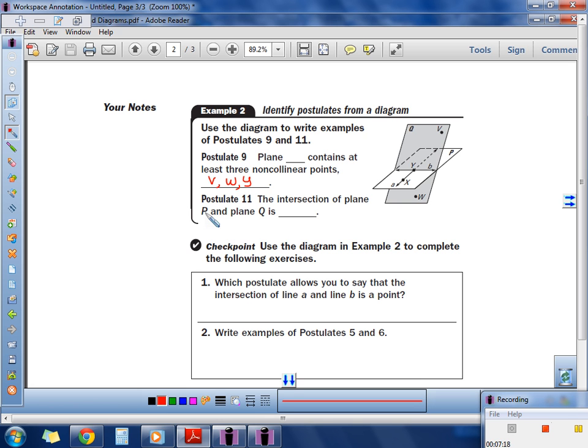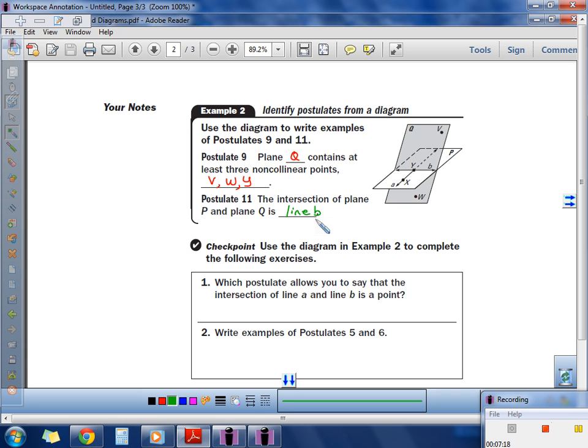That means they're not in a straight line. What plane contains those 3 points? Q. Plane Q has those 3 points. Make sure to use capital letters because that's how they're indicated in the picture. Postulate 11 says the intersection of plane P and plane Q is line B.